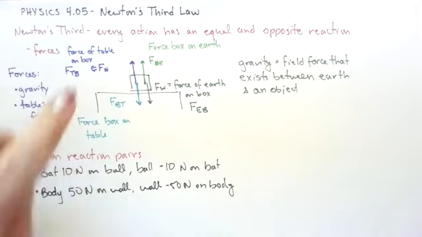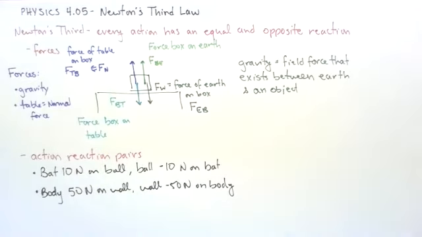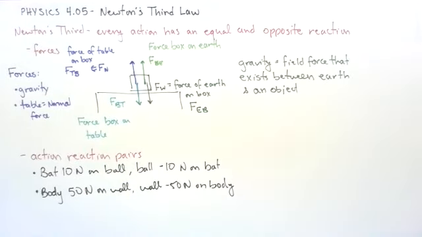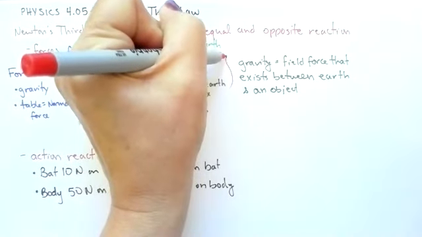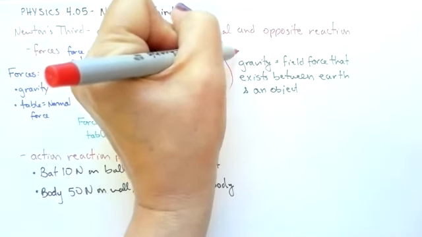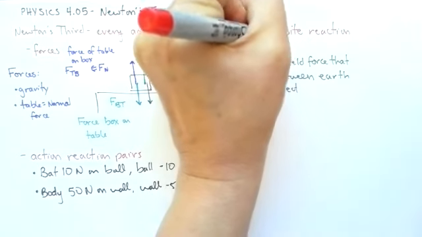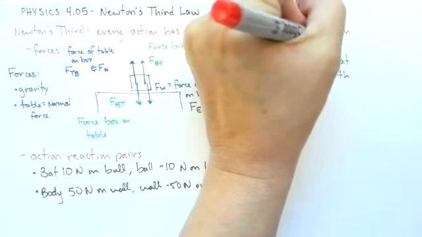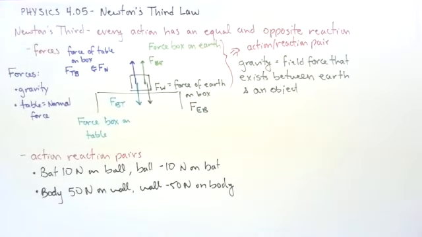Well, what we have here is the two forces in blue are an action-reaction pair. The two forces in green are an action-reaction pair. So this is an action-reaction pair, and these are an action-reaction pair.